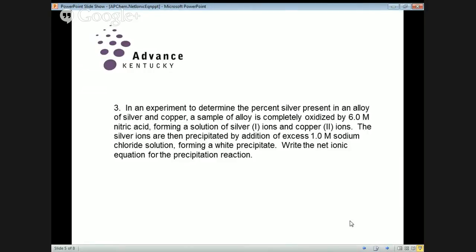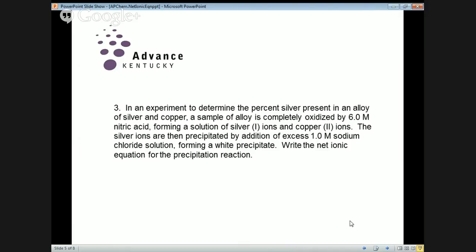You are responsible for knowing what alloys are in the AP chemistry curriculum. Alloys are just mixtures of metals, things like brass or bronze or steel. They are not elements of the periodic table, but mixtures of elements that have different properties. They're not compounds. There's no stoichiometric ratio among the elements, but they are solid mixtures.